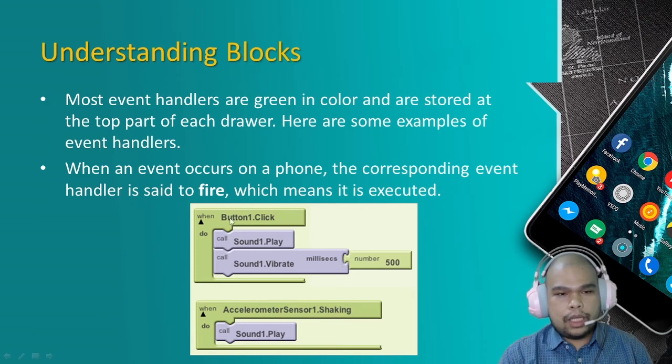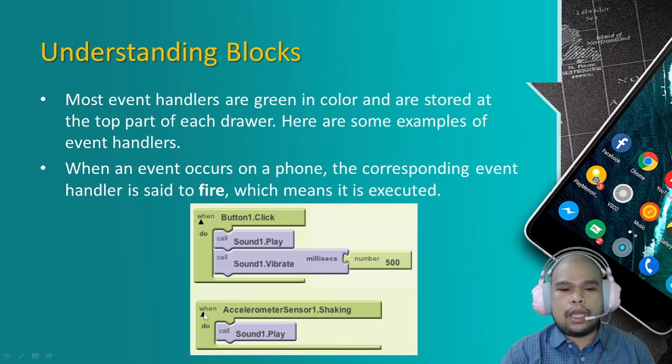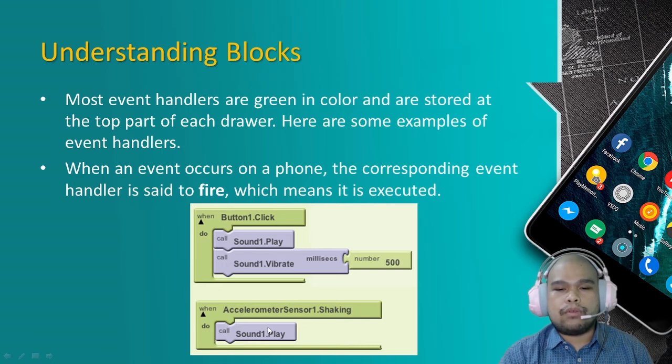Okay? So, that is what we call event handlers. So, that is the event, no? What does the event handler do? It performs these things that are being executed. So, let's say earlier, when accelerometer sensor 1 is shaking, do call sound play 1. That means when we shake it, it will play this sound.